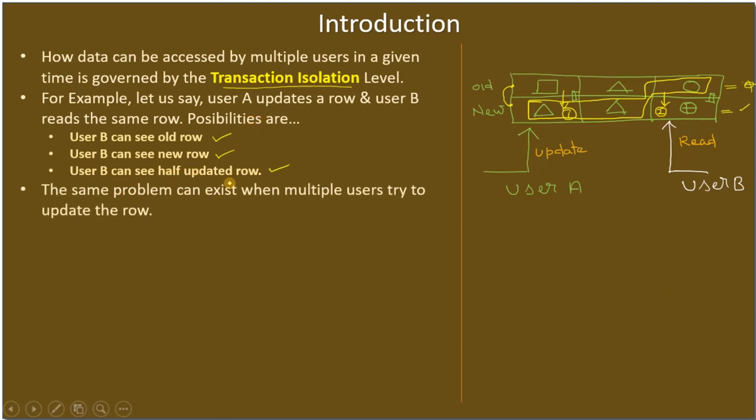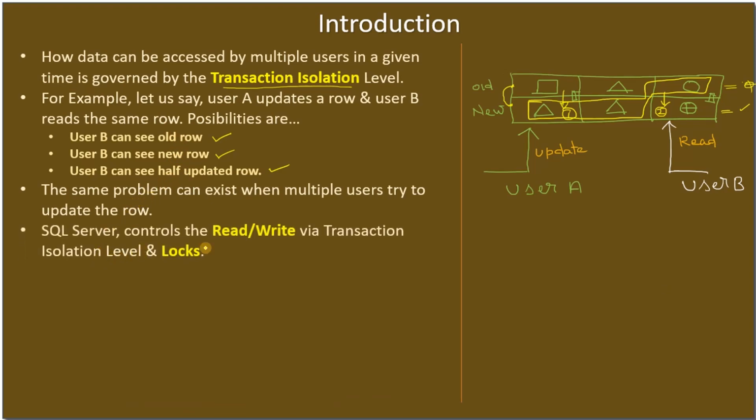The same problem can exist when multiple users try to update the row. Here we just talked about two users, right? One user is updating the specific row and another user is reading. In a multiple user environment, there may be multiple users trying to do the update and some users trying to perform the read, all on the same row. And you can imagine this situation can happen to multiple users, right?